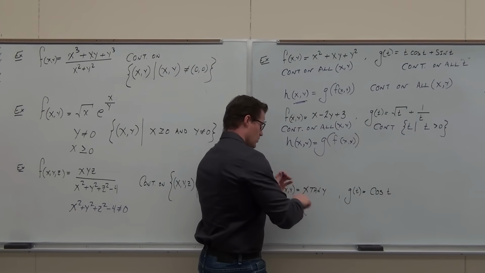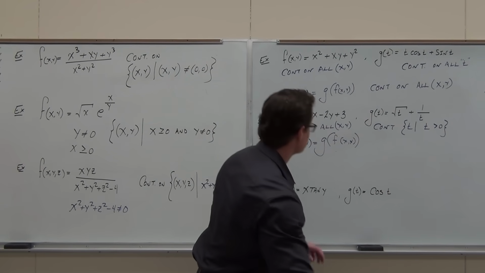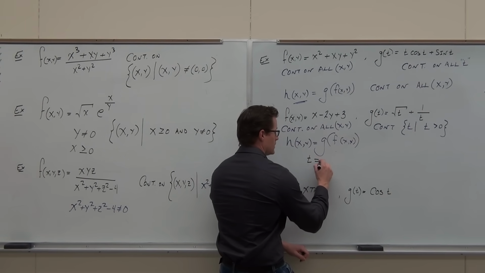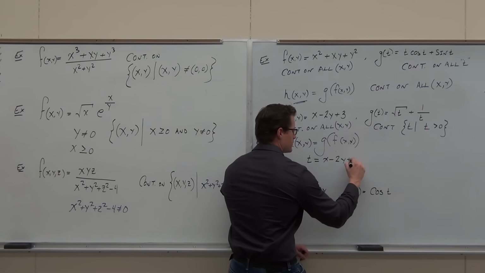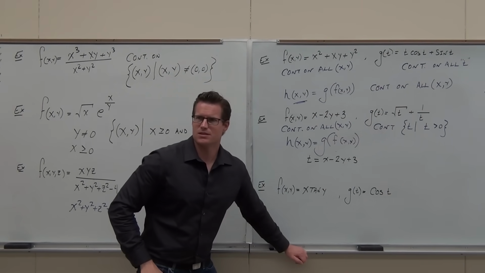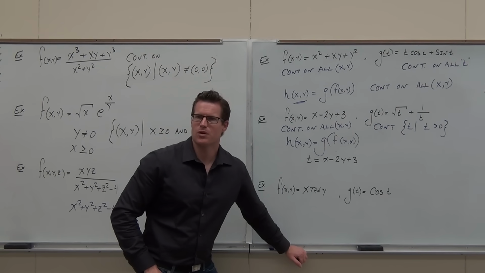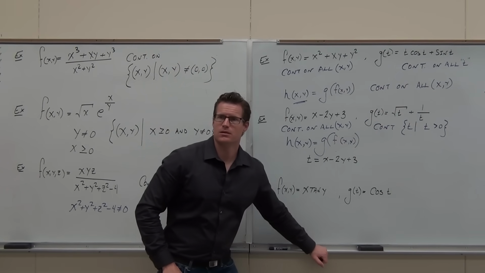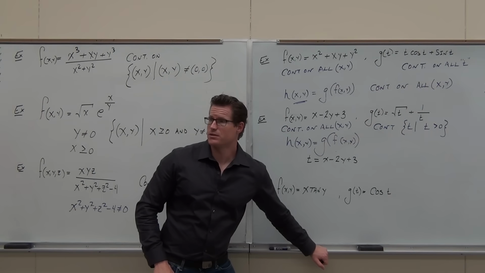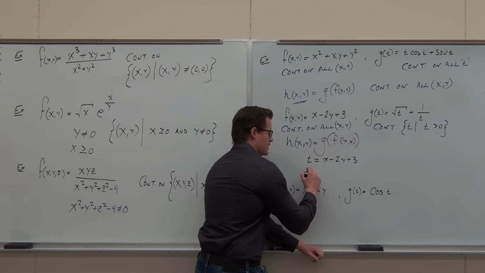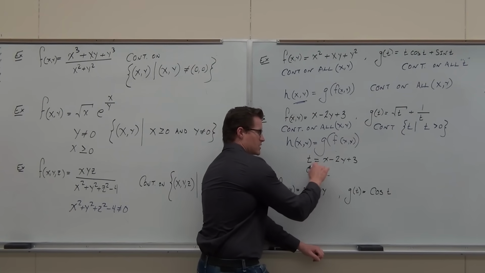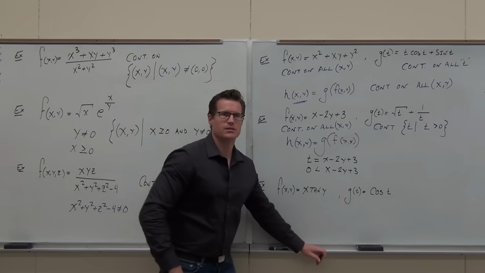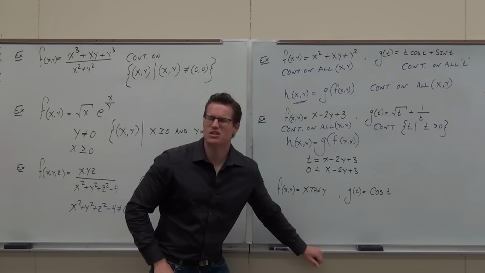In other words, you're going to let t equal x minus 2y plus 3. Does that make sense to you? Now here's the magic part about that. What do you know about t? Read it. What do you know about t? It's got to be greater than 0. That means t must be greater than 0. Therefore, this thing must be greater than 0.